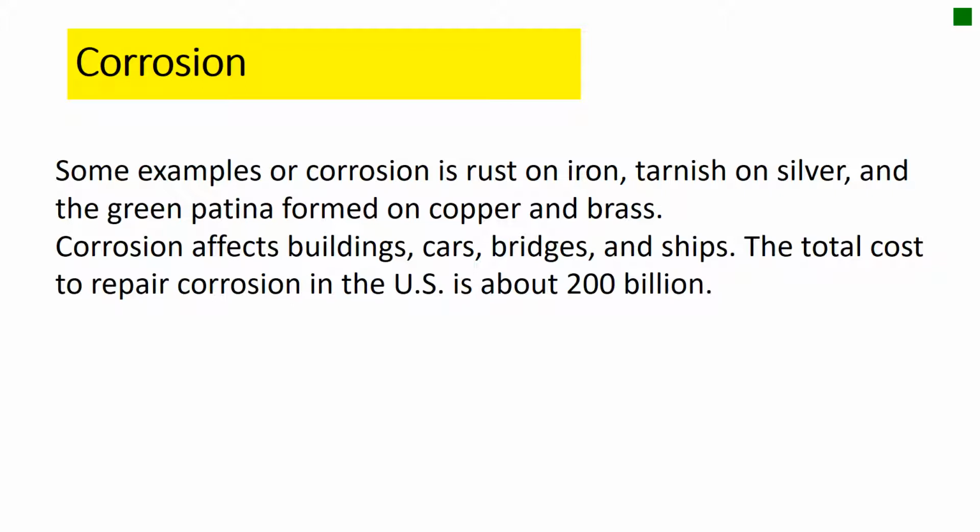Some examples, like I was saying, are the rusting of iron, the tarnish on silver, and the green patina formed on copper and brass. Those are some examples of corrosion. So it's nothing big, just the normal things. Just look at corrosion as a chemical reaction that's happening, that's affecting the texture, color, and the metal itself.